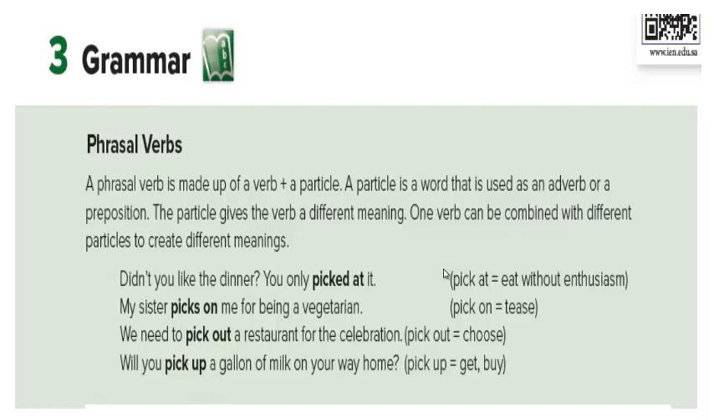We need to pick out a restaurant for the celebration. Pick out here means choose, select. Will you pick up a gallon of milk on your way home? That is to get, to buy. Okay. So as you can see here, different particles have changed the meaning of the verb every time.